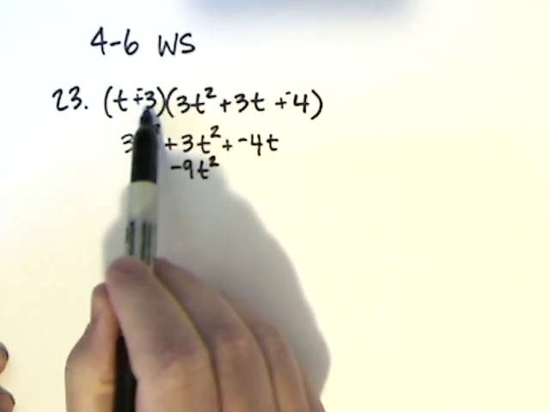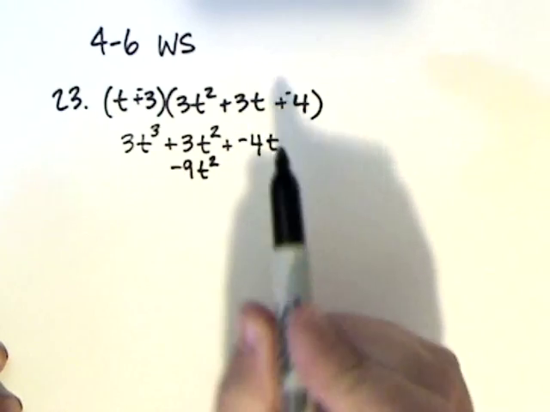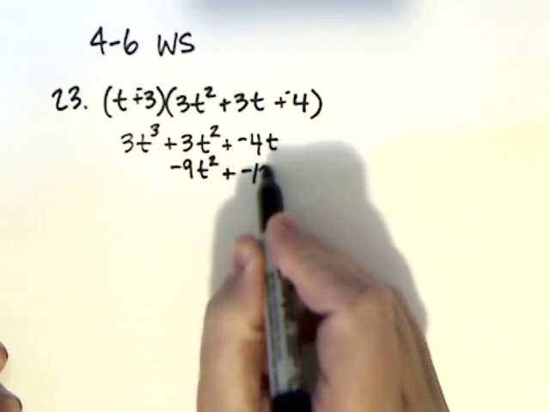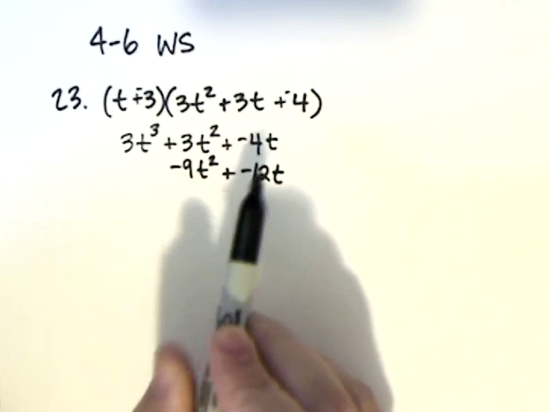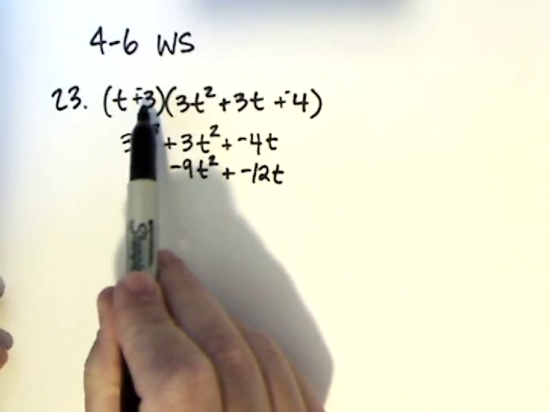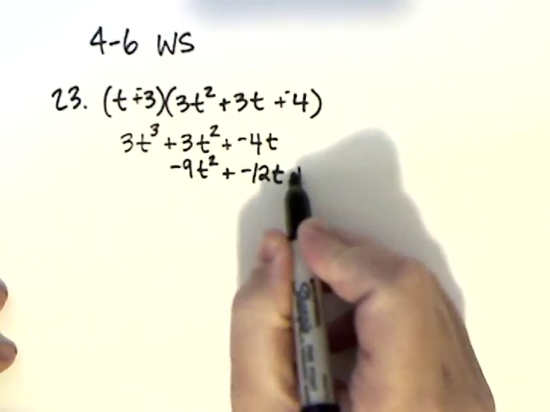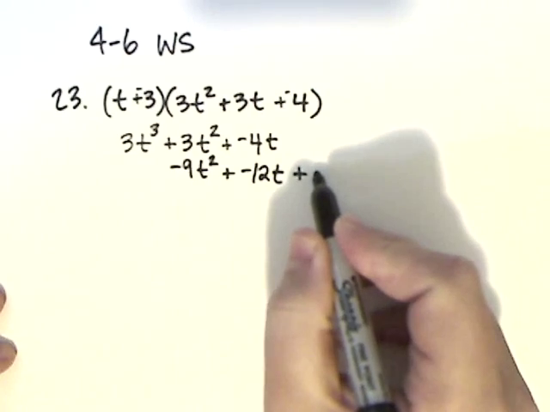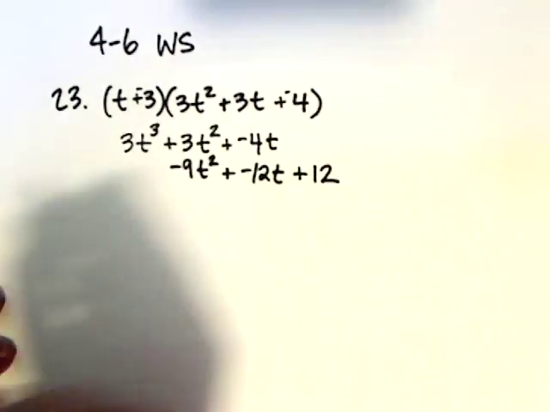Now I got negative 3 times 3t. That's negative 12t. So you can see I wrote that underneath the negative 4t so that I have my like terms aligned again. Now I'm going to take negative 3 times negative 4, and since that's two negatives being multiplied, it gives me a positive answer of positive 12.